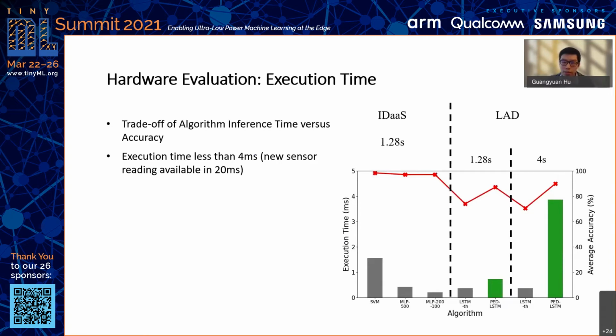However, all the execution time are under 4 milliseconds, which is much less than the 20 milliseconds to collect a new sensor reading, and can hence meet the real-time detection requirement. It should be noted that the time to detect an imposter is the window length plus the execution time. And we show here that the execution time is negligible compared to the sensor collection window.